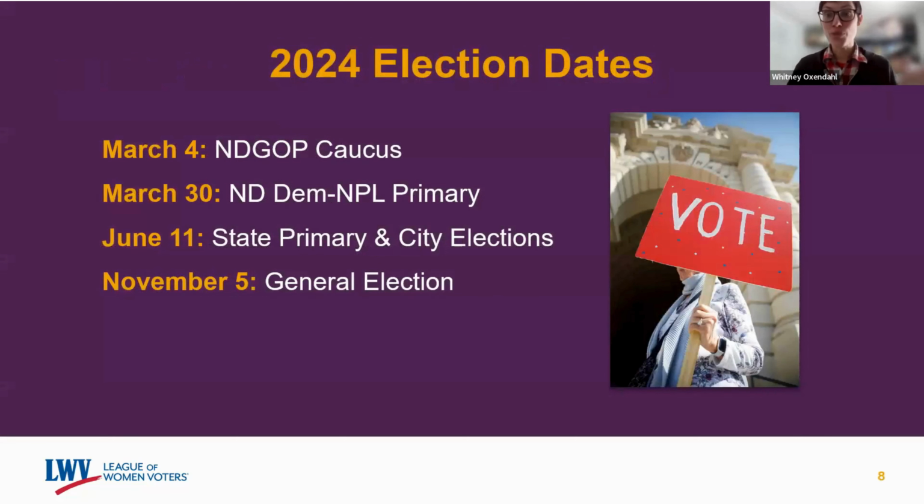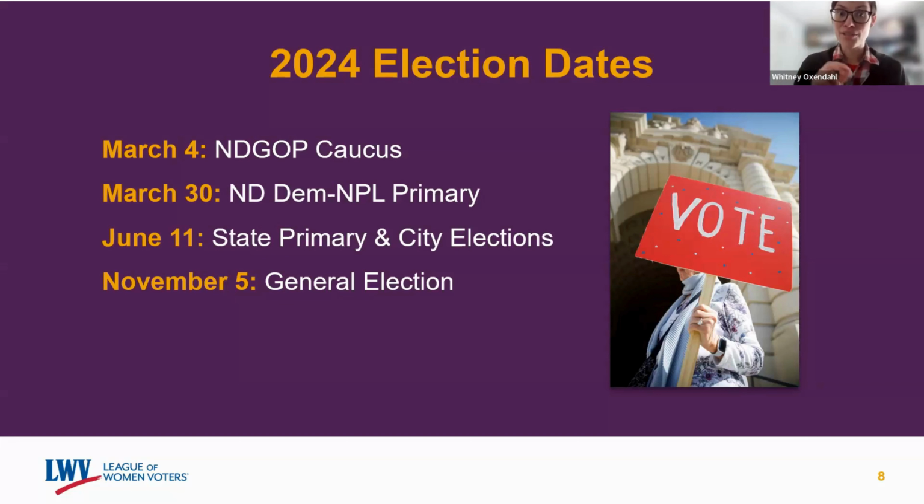Finally, your 2024 election dates. March 4th, we have the NDGOP's presidential caucus process. March 30th, we have the Dem-NPL's party-run primary process for presidential candidates. So these two are run by the parties, and it's just the president that you're looking at for the parties. That's what those two are.